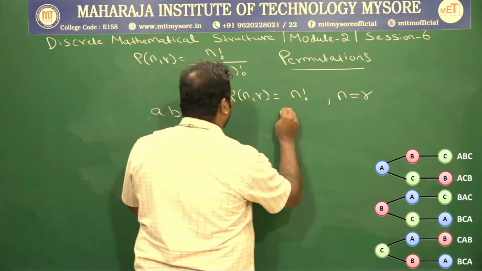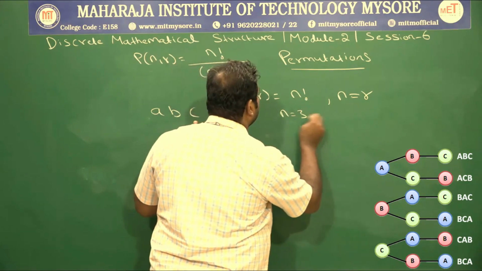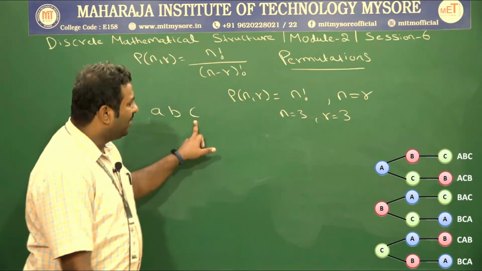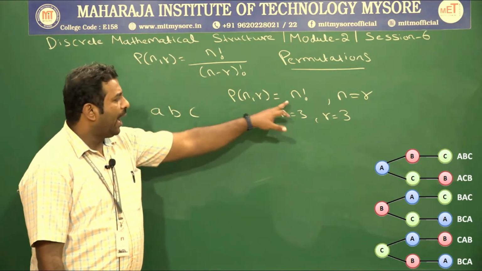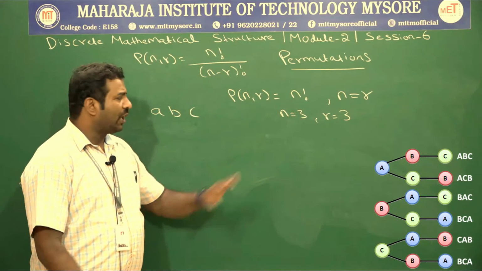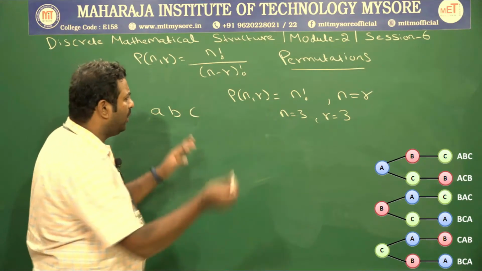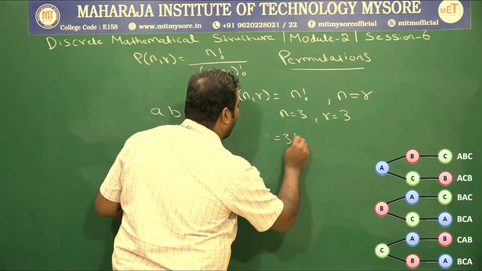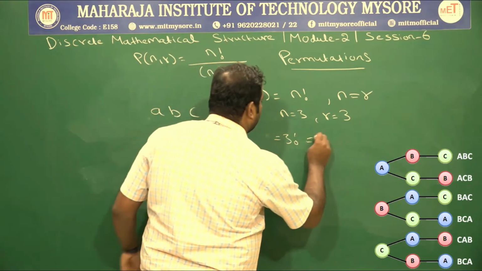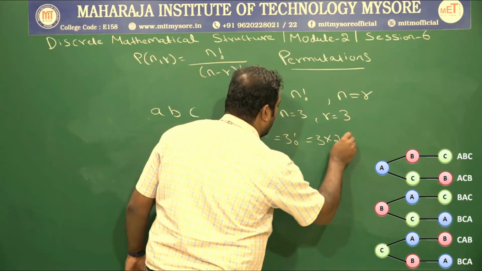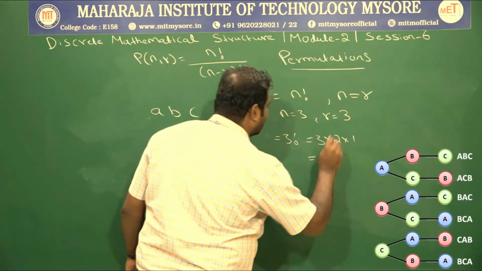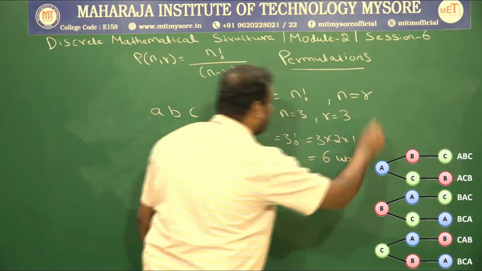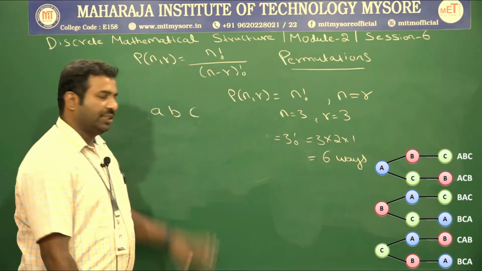So let me put it over here for your clarity. n is 3, and I want r also to be 3. In this case, I am going to use the formula n factorial. I'll check out how I got the n factorial, and also put the answer over here. This is going to be 3 factorial, which is 3 into 2 into 1, which gives me 6. That is, there are 6 ways of arranging this.